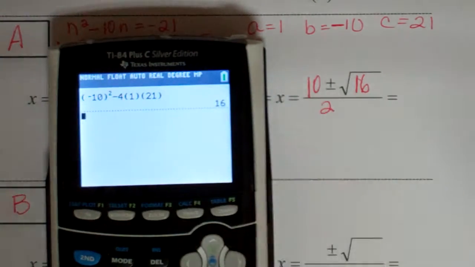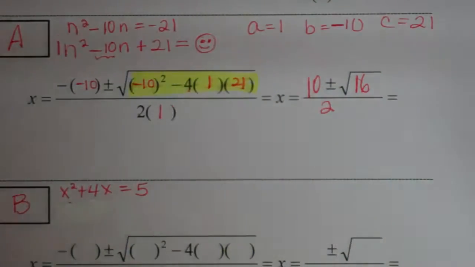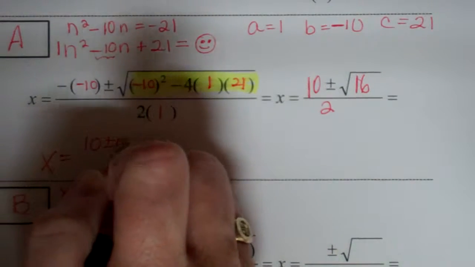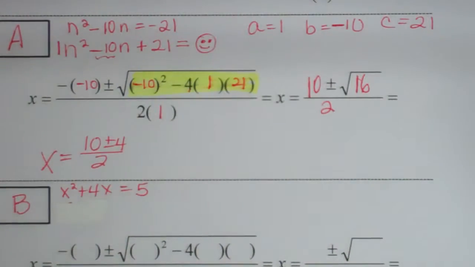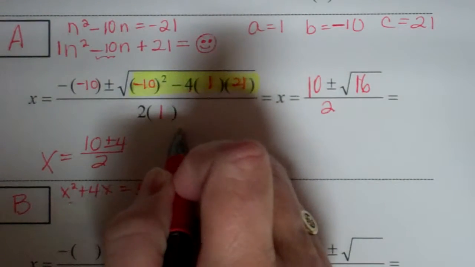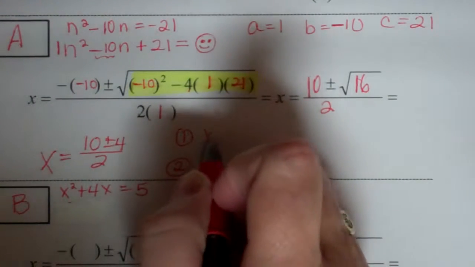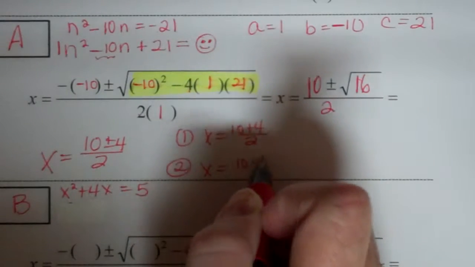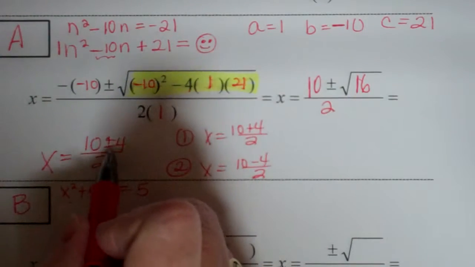Now if you need to, take your calculator again, and I need to know what the square root of 16 is. So the square root of 16 is 4. So now I have x is equal to 10 plus or minus 4 over 2. Right about this step, you don't need a radical sign anymore. And now I need 2 answers to a quadratic equation. The first one is with the plus. I have x is equal to 10 plus 4 over 2, and x is equal to 10 minus 4 over 2. See, plus and minus, this is the plus, and this is the minus.